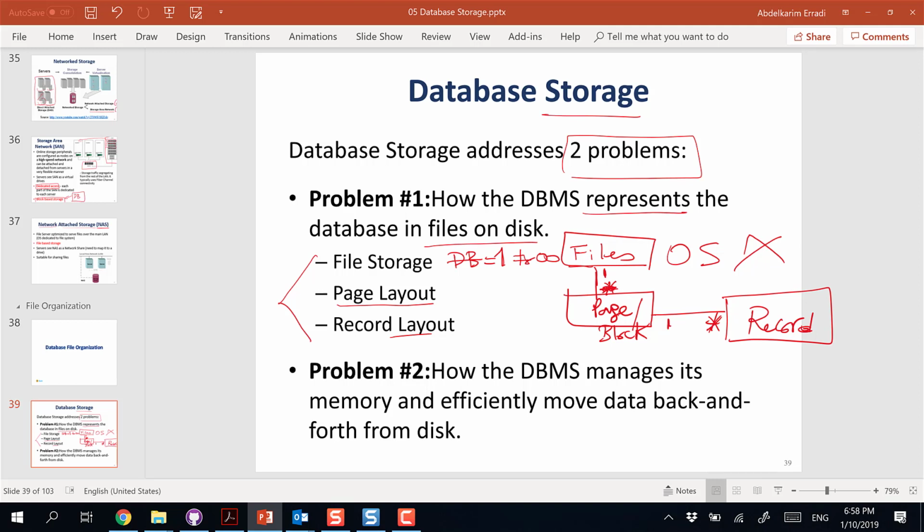The other concern is how to efficiently move data back and forth from memory to disk. So two roles of the storage engine. One is to decide and take care of storing the data physically in files, in pages, in records in those pages, and also how to efficiently move data from disk to memory and from memory to disk. Those are the roles of the storage manager.